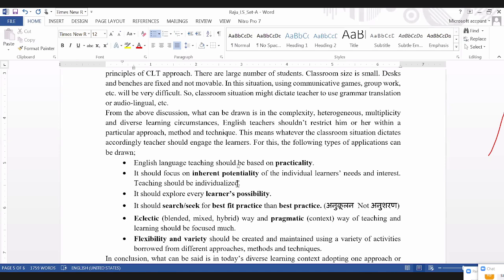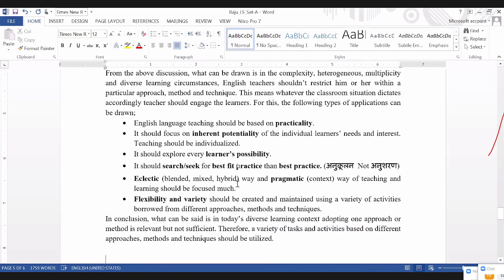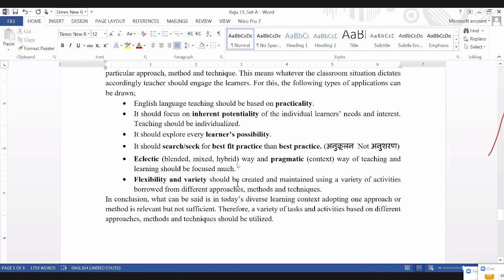And flexibility and variety should be created and maintained using a variety of activities borrowed from different approaches, methods, and techniques. So in this way, the application should not be limited within a particular approach, and we should not restrict ourselves within a particular theory, approach, method, and technique. Whatever the classroom situation demands and dictates, accordingly we have to plan the activities and use them in the English language classroom.